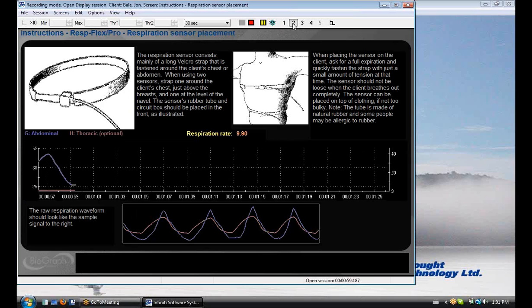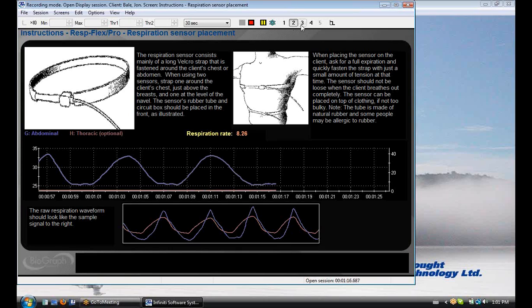And on this screen, we see how the respiration belt is attached, and we also see the signal from that belt. As Dawood breathes in, the line goes up, and as he breathes out, it goes down. So Dawood is breathing in and out and in and out. And that's the breath sensor that we saw tied around Dawood's midriff.